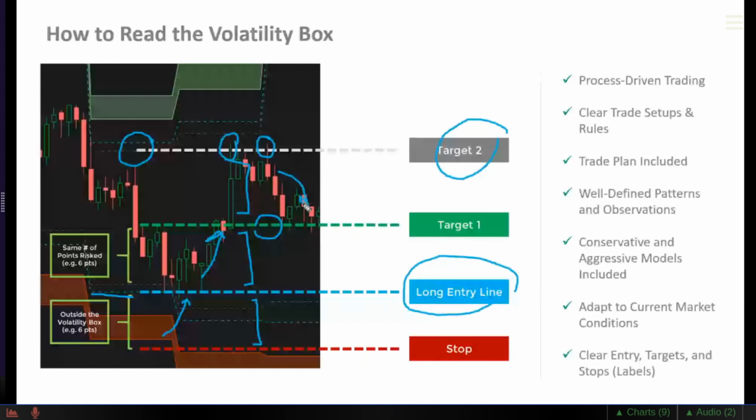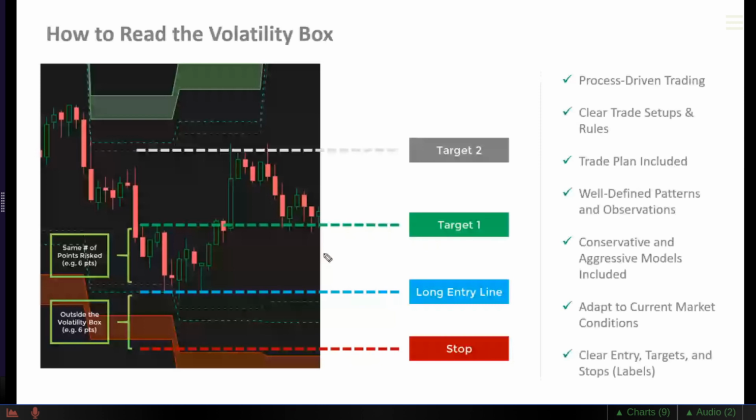And that, in a nutshell, is exactly how you use the volatility box. It's incredibly easy, and we've designed it in a way that your brain can just start to look at this, and you should almost, as bad as it sounds to say, get bored trading because it's so repetitive and so easy and so systematic. It's a process-driven approach, right? And that's what our goal is.